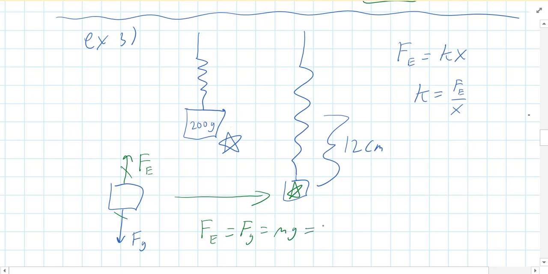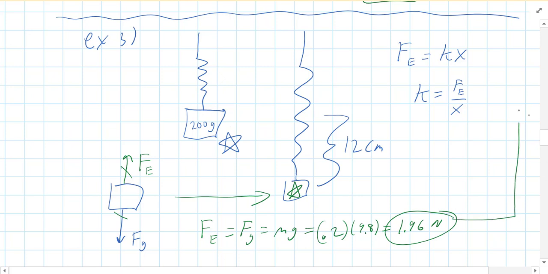Now, you got to be careful here. It's 200 grams is your mass. How many kilograms is that? Well, you got to divide by 1,000, and it's 0.2. So your mass is 0.2, and then gravity is 9.8, and you get a force of 1.96 newtons. That is the force that you plug in there.